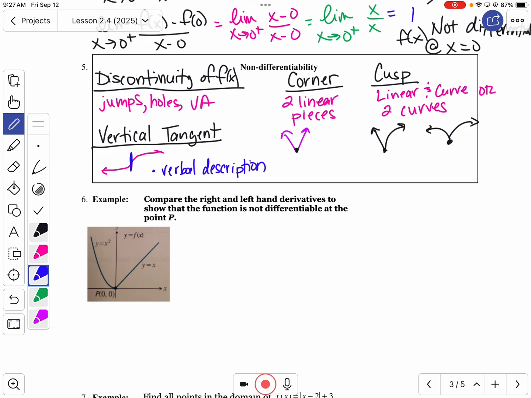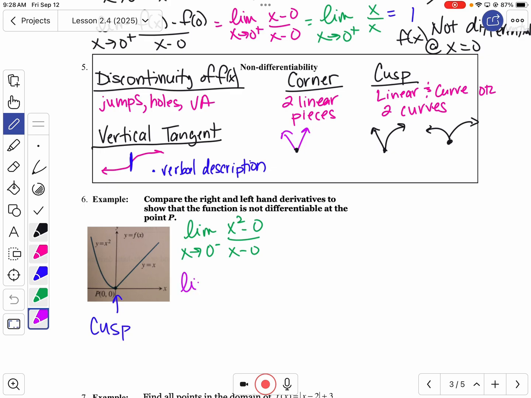It tells me to compare the right and the left-hand limits to show that it's not differentiable. What issue do we have going on at 0? What is going on right there? It's a cusp. If I did the two limits, I would do the limit as x approaches 0 from the left. It would use the function x squared, so that would be x squared minus 0 over x minus 0. So I'd use that function.